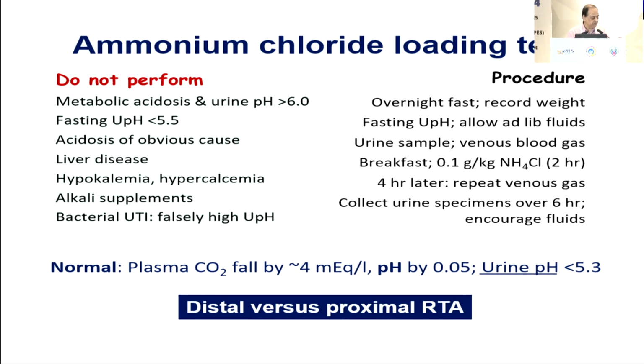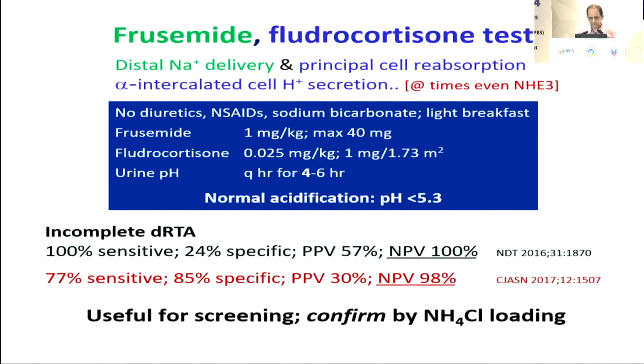But if you are able to do a successful ammonium chloride loading test, and the blood pH does decline and the plasma CO2 does fall, and if you are able to achieve a urine pH of below 5.3, it excludes a distal acidification defect. So doing an ammonium chloride loading test does help you distinguish distal from proximal RTA, in the sense that a proximal RTA would be able to acidify well, but a distal RTA would not be able to acidify.